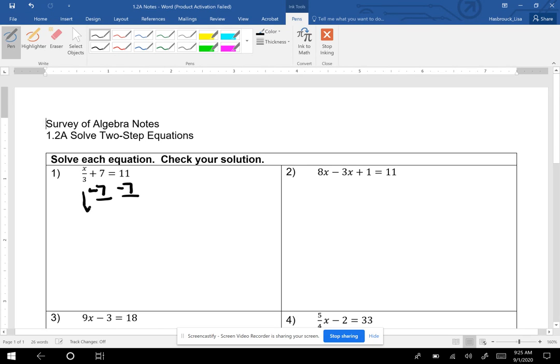I bring down my x over 3. Plus 7 and minus 7 cancel out. Bring down my equal sign. 11 minus 7 is 4.